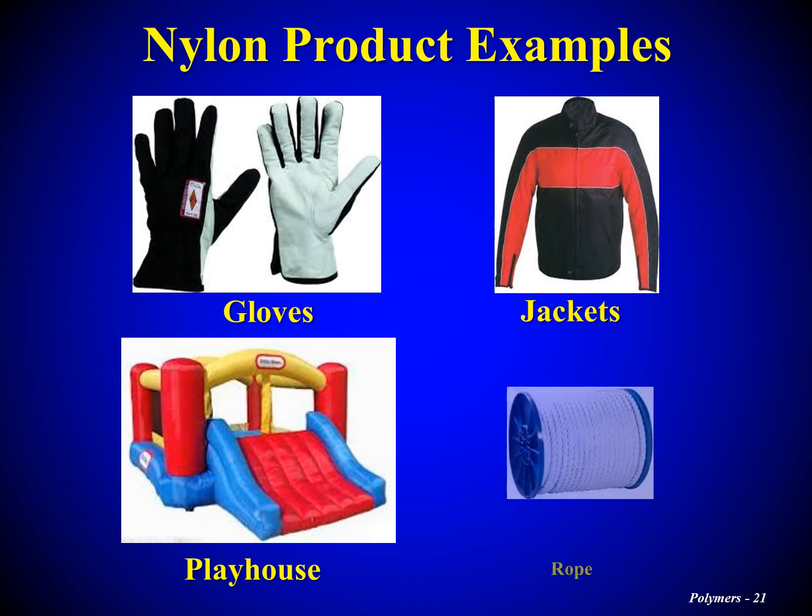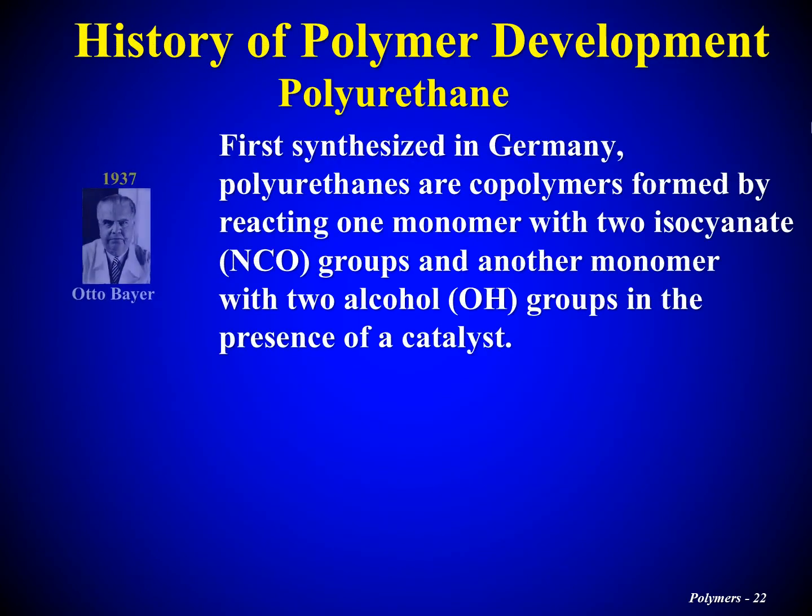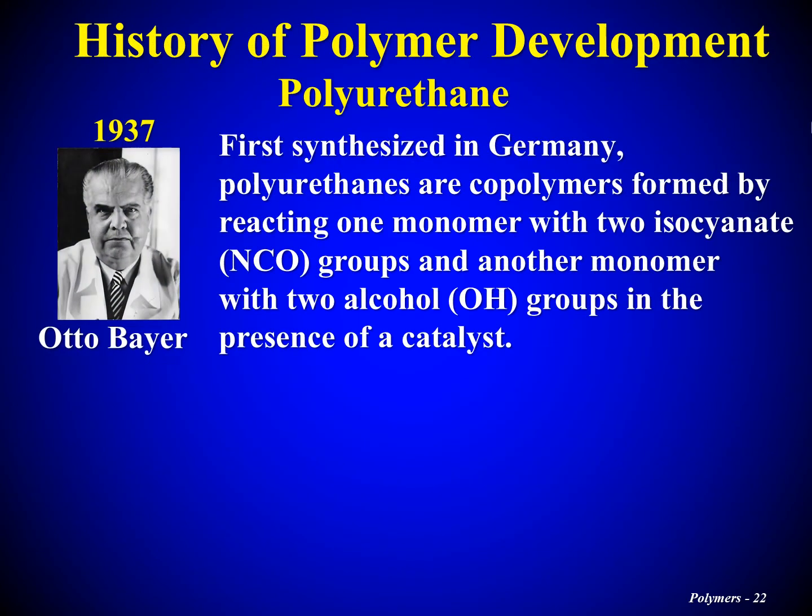Gloves, jackets, playhouses, and rope are just a few examples of the many nylon products in use today. Another important polymer development was the invention of polyurethane in 1937 by German chemist Otto Bayer. Polyurethanes are copolymers formed by reacting one monomer with two isocyanate groups, and another monomer with two alcohol groups, in the presence of a catalyst.